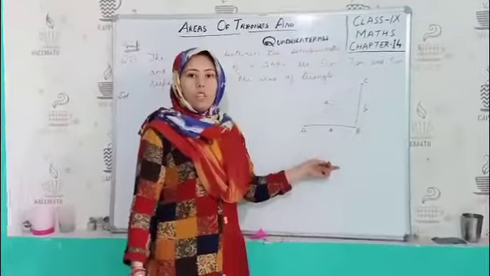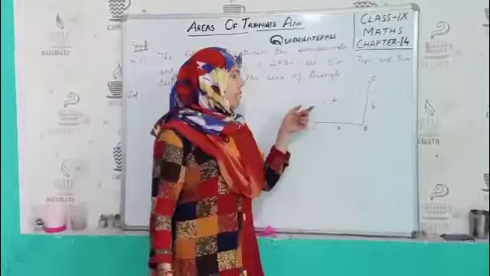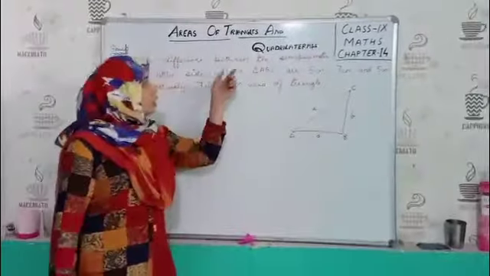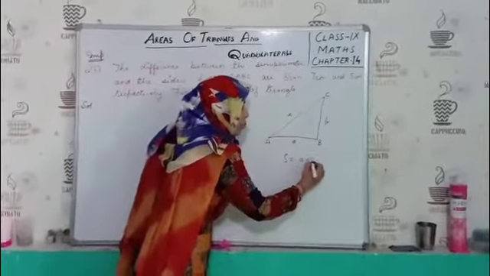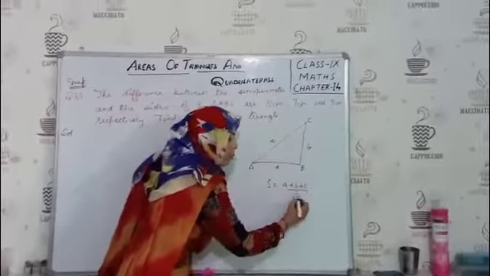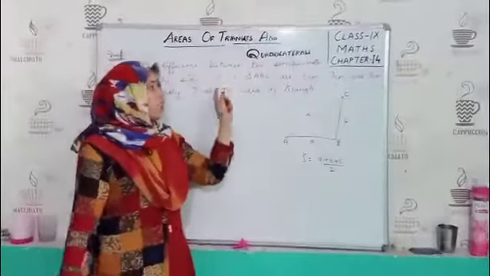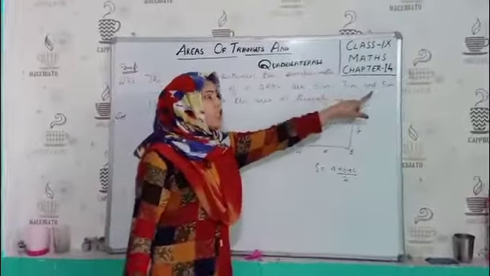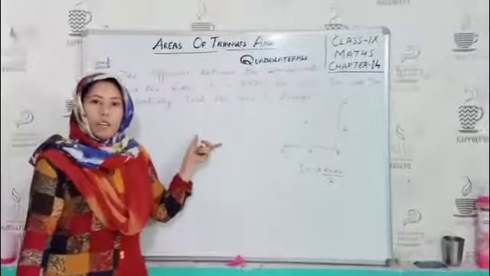For a scalene triangle, the length of AB is a, BC is b, and CA is c. The semi-perimeter is s, that is (a + b + c)/2. This is the value of s. The differences between the semi-perimeter and the lengths of the sides are given as 8 cm, 7 cm and 5 cm. You have to calculate the area of the triangle.